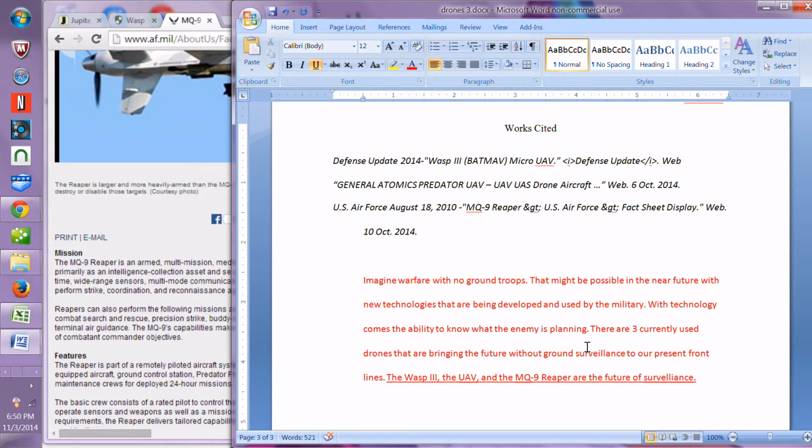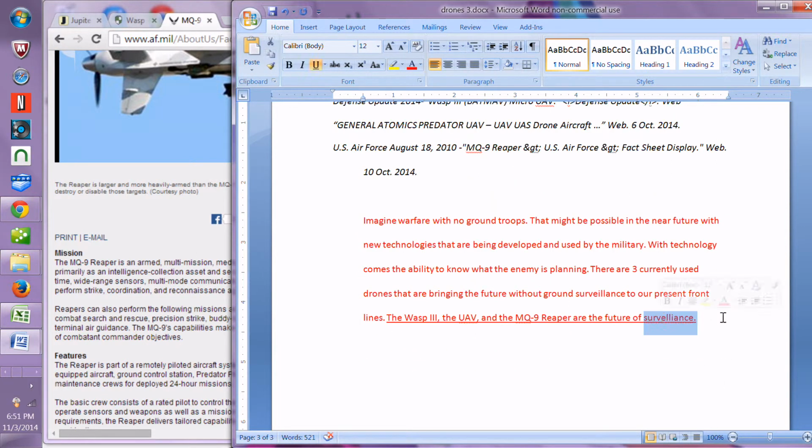Imagine warfare with no ground troops. And maybe imagine warfare with no ground troops having to go into hostile territory. And machines doing this risky job for us. So kind of lead the reader into your topic, and I know you've researched it a lot more than I have, and so you'll be able to do a better job with the intro. So this would be our intro.